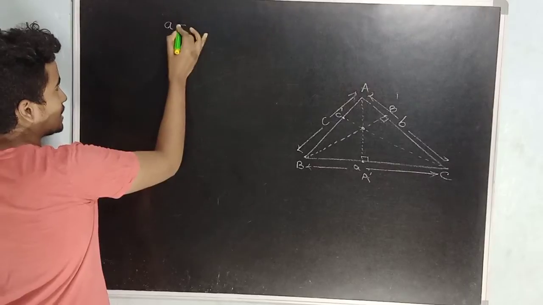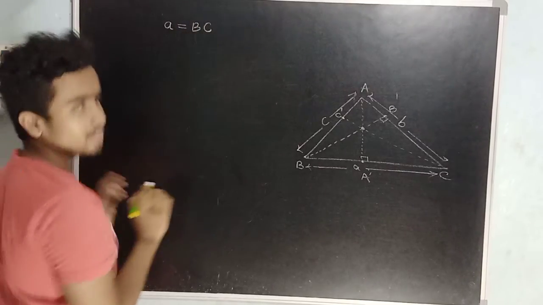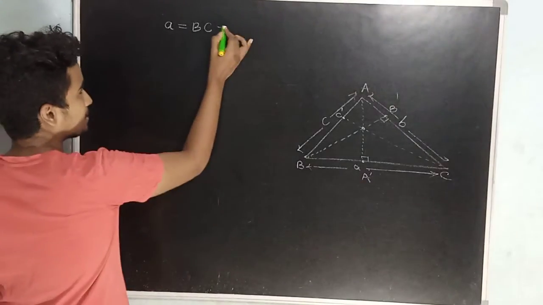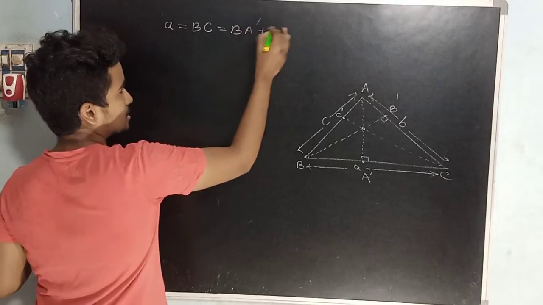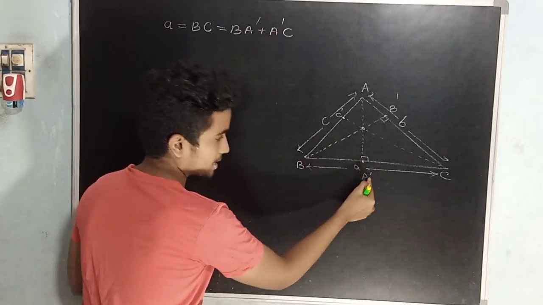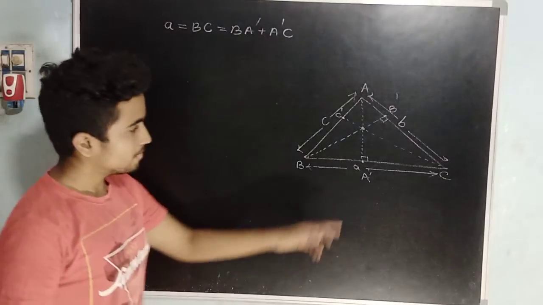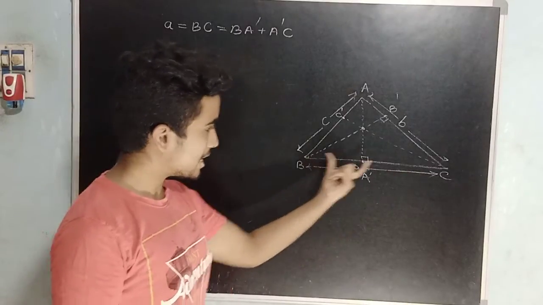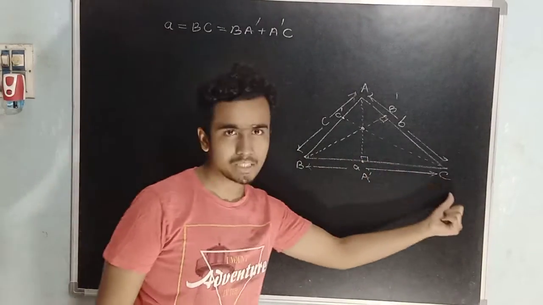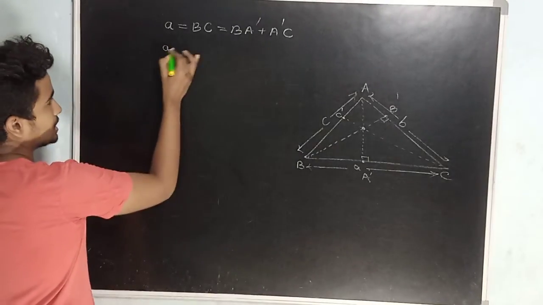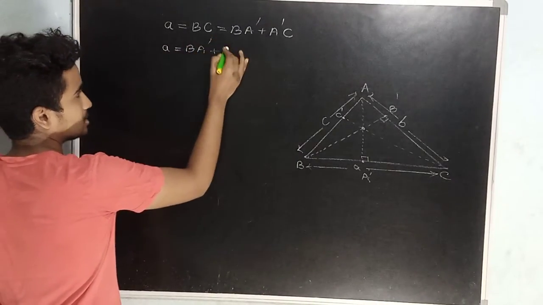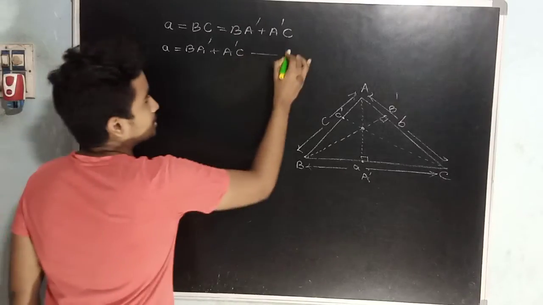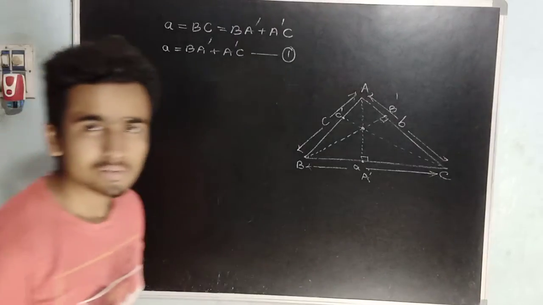Here understand that a is nothing but BC, which is of length a. So a is equal to BC. BC can be written as BA dash plus A dash C, where BA dash is this length plus A dash C is this length. BA dash plus A dash C is nothing but BC, which is a. So a is equal to BA dash plus A dash C. This is our first equation.